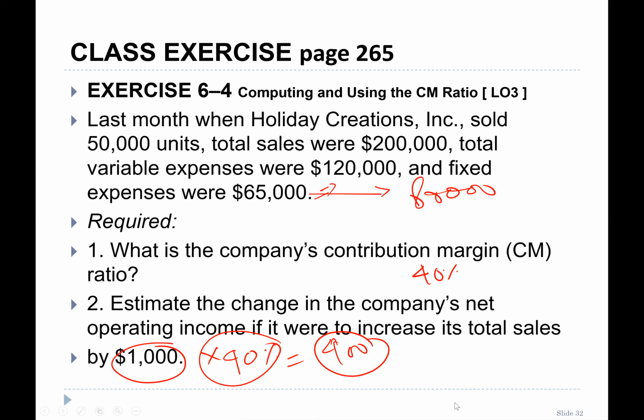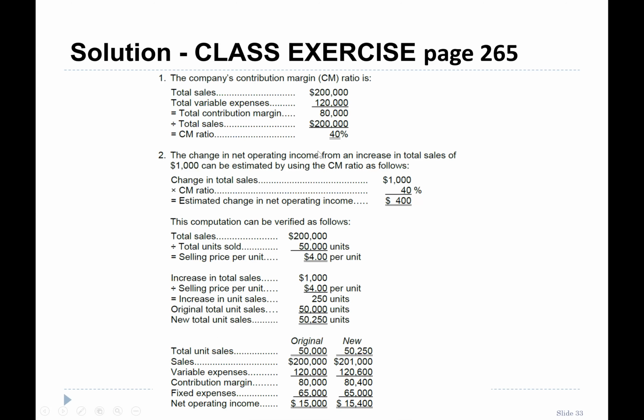Anna, what do you want to confirm? I have pasted a solution here. You can check it out here. We have a 40% sales. 40% is the contribution margin ratio. Increase in sales multiplied by 40%, 400. If you want to verify this, here we go.